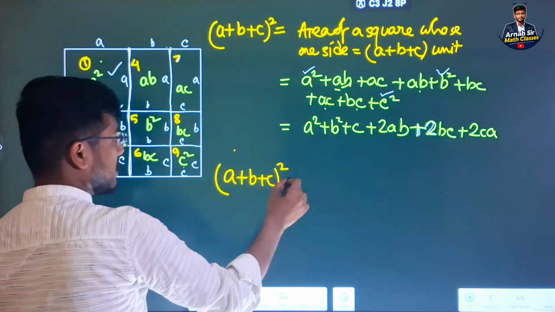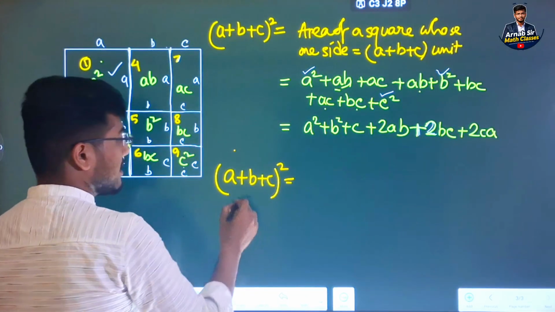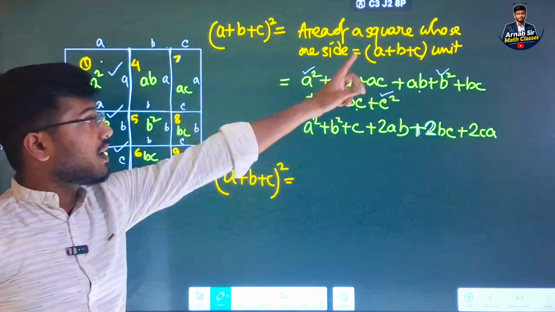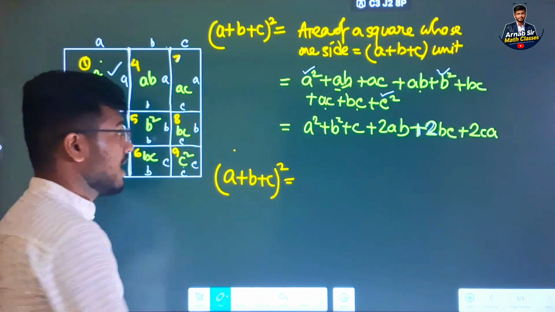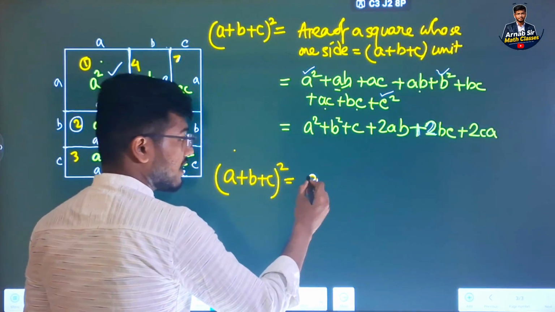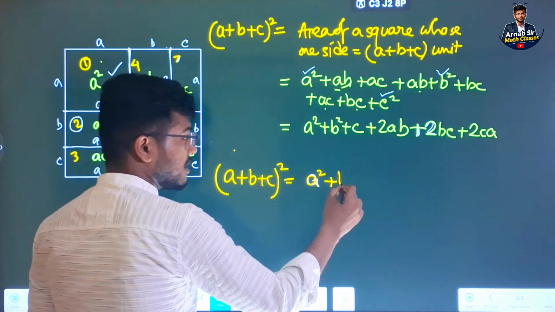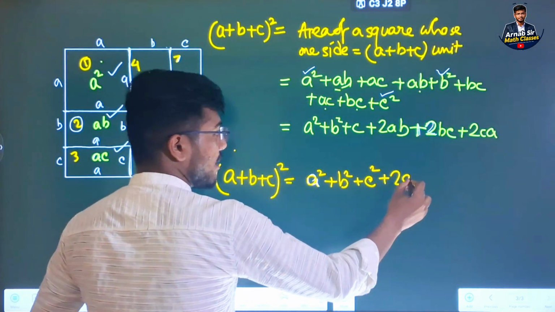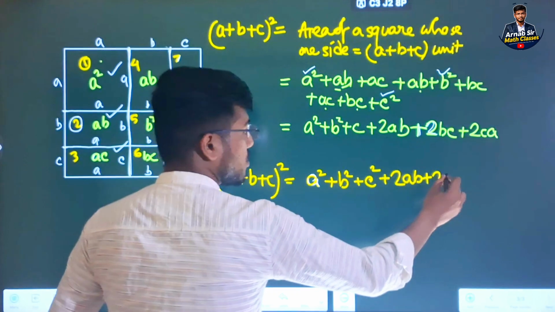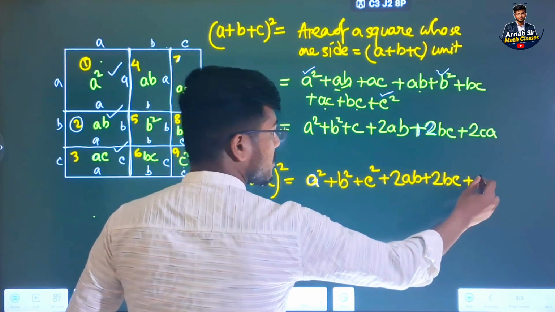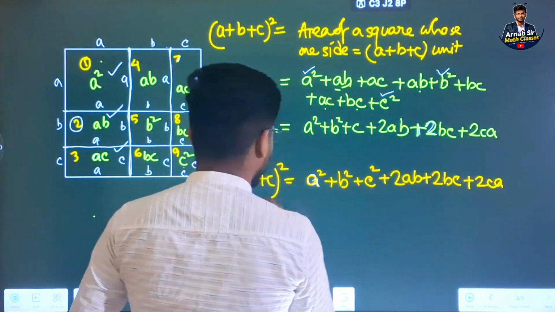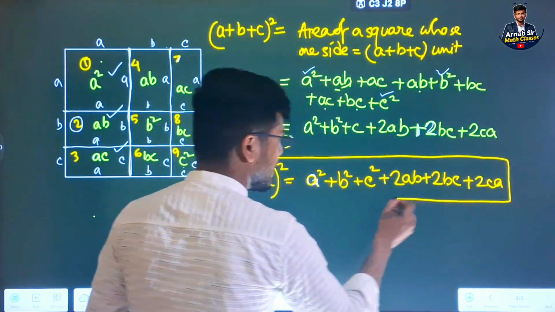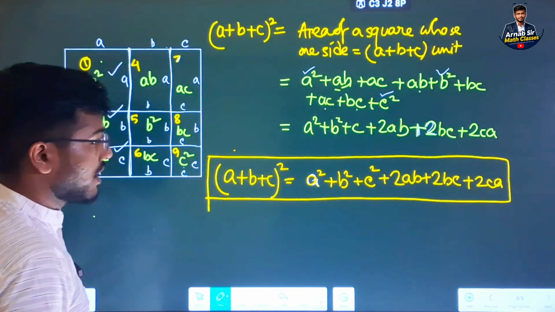So what is the meaning of this? The geometrical meaning of this formula is the area of the square whose one side is a plus b plus c. So what is the formula? It is a square plus b square plus c square plus 2ab plus 2bc plus 2ca. So this is the third formula. Up to this, today I discussed in my class. Everyone, do you understand? Yes or no?